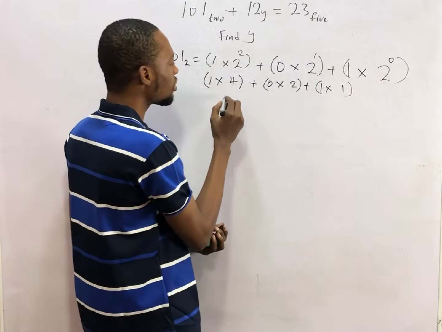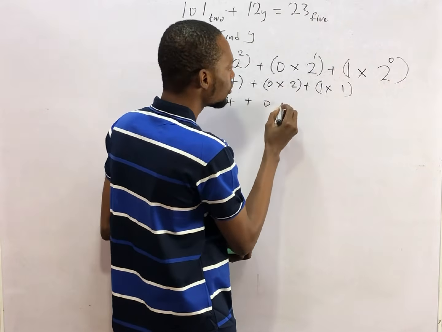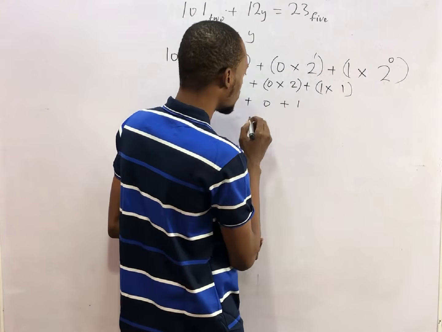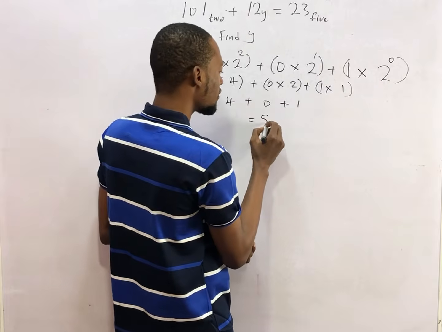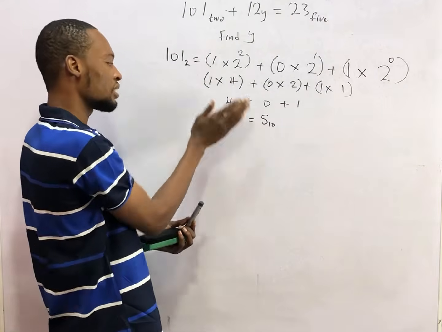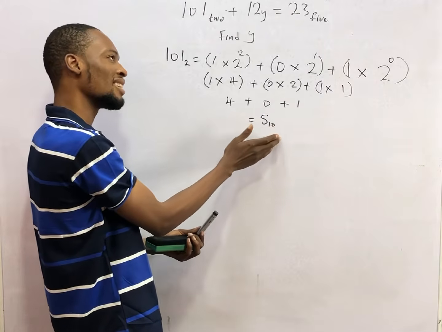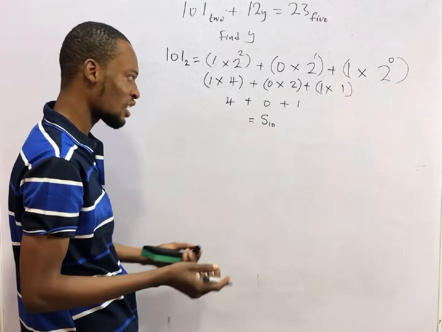So 1 times 4 is 4, plus 0 times 2 is 0, plus 1 times 1 is 1. So we have 4 plus 0 plus 1. This is 5 base 10. We successfully converted this to base 10, which means if I give you 5 in base 10 and ask you to convert to base 2, you get 101.